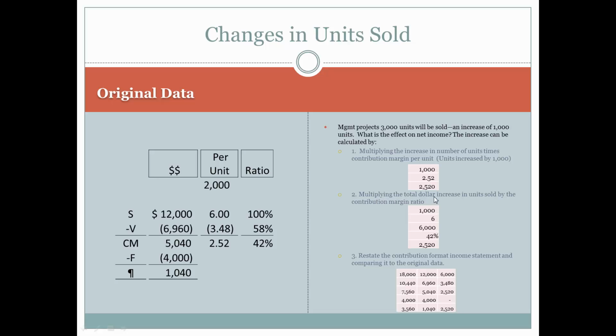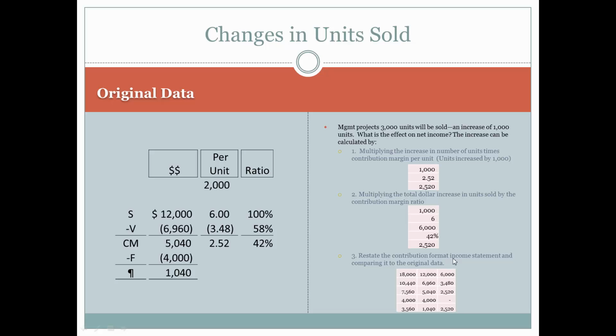We can also multiply the total dollar increase in units sold by the contribution margin ratio. So we expect to sell 1,000 more units. It's selling at $6 per unit. That means that our total sales will increase by $6,000. If we multiply that by the contribution margin percentage, this means that 42% of that $6,000 or $2,520 should be available to meet our fixed expenses or to contribute to our net profit.